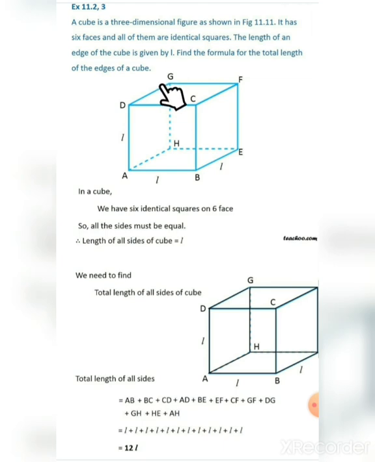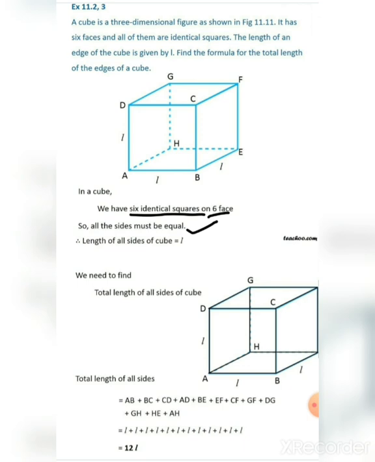Okay, so let's see how to find. First, the figure is given in your book. You have to draw it in your notebook also and name it accordingly. Then in the solution you will write, in a cube we have 6 identical squares on 6 faces. So all the sides must be equal.